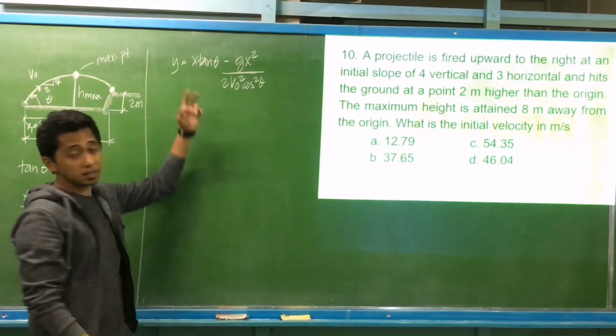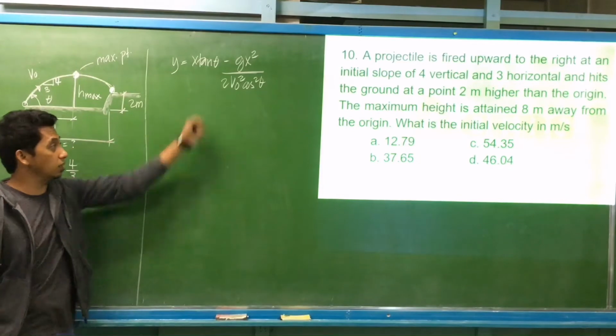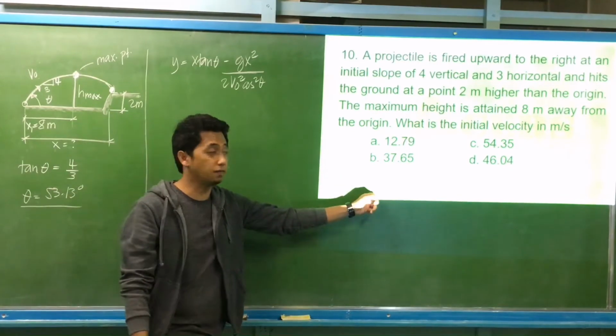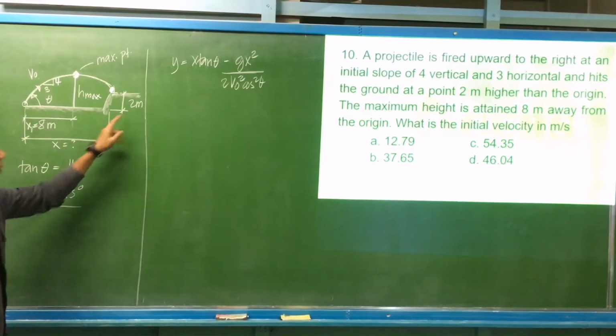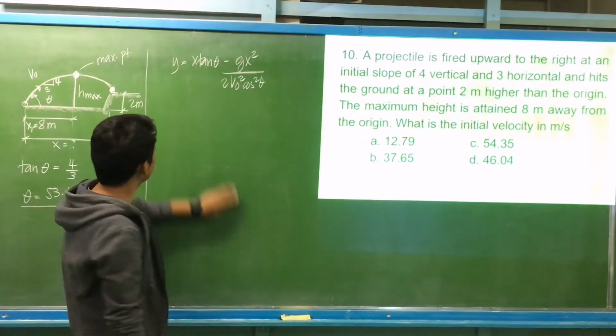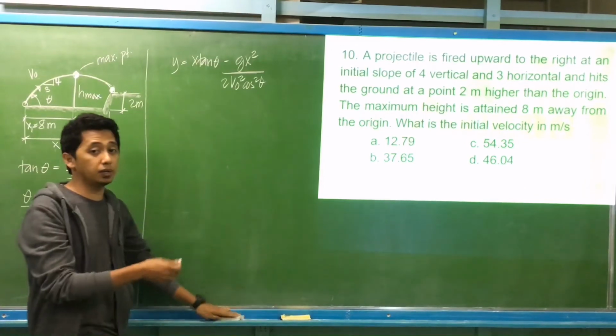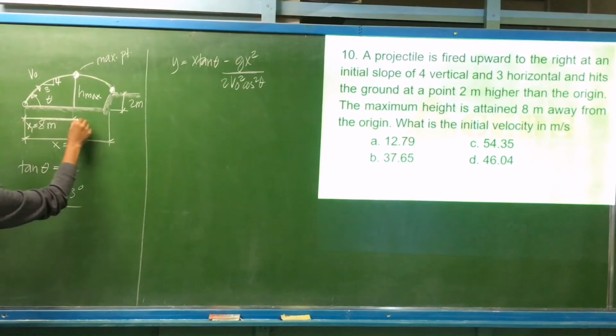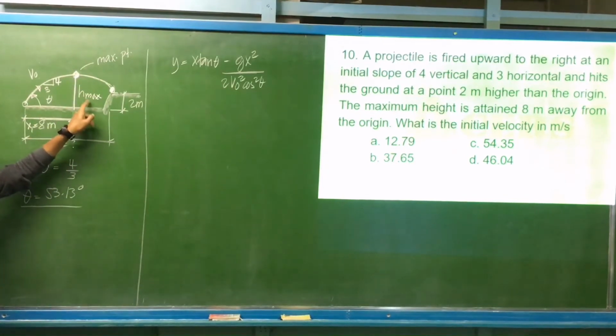So basically we cannot use this directly since we don't have the range. The range is not given. We have only the value of y, but we don't have the value of the range. So all we have to do for that case is we use the other given. We have an 8 meter. So 8 meters, that is the distance of the maximum height of the projectile.